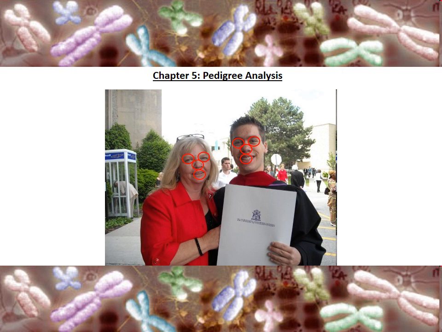In this video, we're going to explore a tool called a pedigree. And we're going to use a pedigree in order to track conditions as they are passed on from generation to generation within a family or between families.